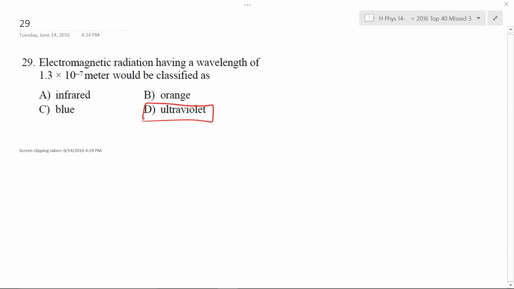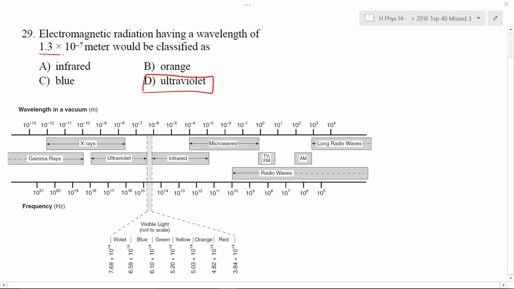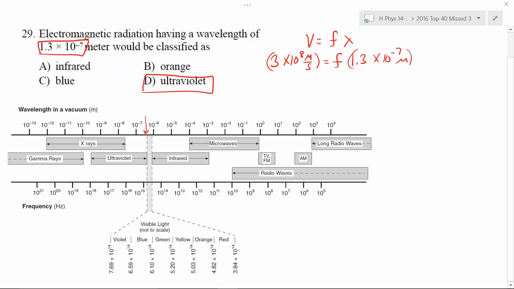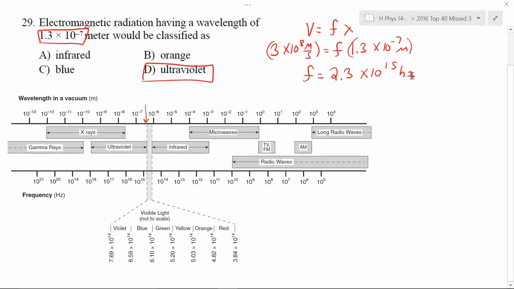29. D. Wavelength of 1.3 times 10 to the negative 7. So we already know it's going to be somewhere around here. So you could probably guess that it's ultraviolet, but you can know for sure because v equals f lambda. Here v is the speed of light. The wavelength is given. And when you divide, you get a frequency of 2.3 times 10 to the 15 hertz, which is decidedly larger than violet. So it's got to be in the ultraviolet region.